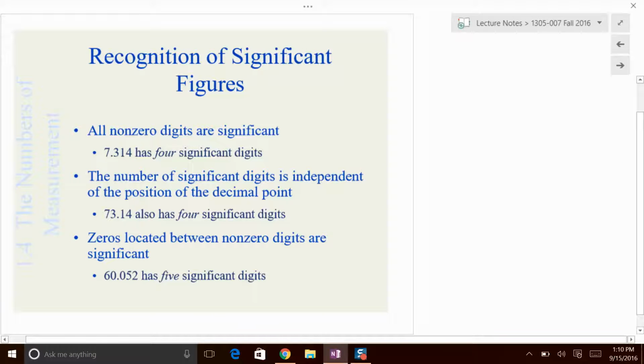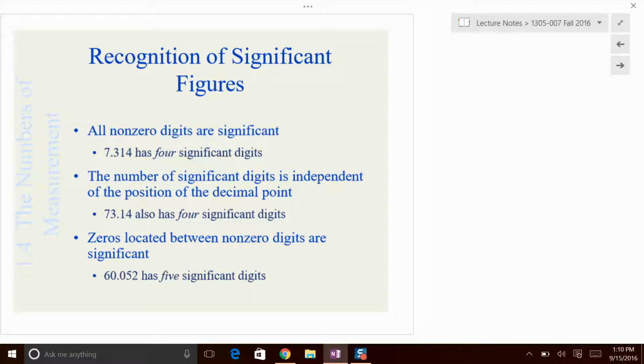All right, so these are some guidelines that you'll follow. We'll go through these, and then I'll tell you the best way to recognize significant digits. All non-zero digits are significant. Everything that is not a 0 is significant. 7.314 has 4 significant digits. Everything there is significant.